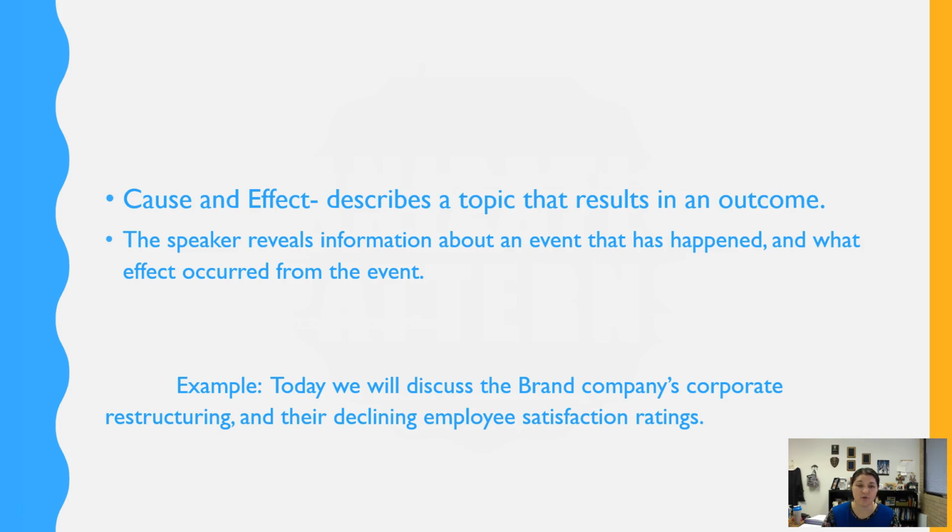Cause and effect is an informative pattern. It describes a topic that results in an outcome. The speaker reveals information about an event that's happened and what effect occurred from that specific event. So your example is, today we'll discuss the brand company's corporate restructuring and their declining employee satisfaction ratings. So here's the cause, here's the effect. It's still informative because you're not trying to persuade us to do something or change something. You're saying this occurred and then this was the effect of that.